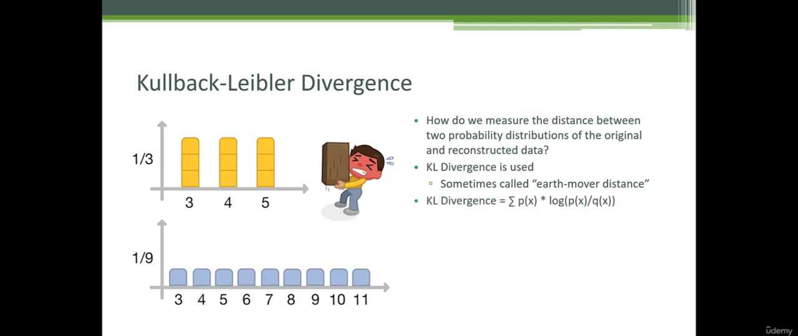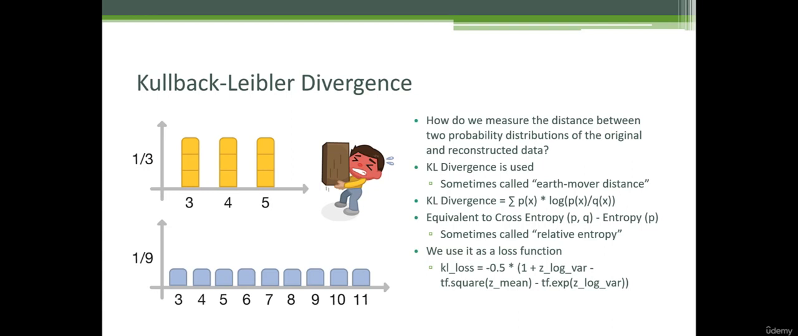Mathematically, it looks like this: the sum of p of x times the log of p of x over q of x, which is equivalent mathematically to the cross entropy of p and q minus the entropy of p. So we sometimes also call this relative entropy. And as you might recall, entropy is a really common loss function. So it means we can use this as a loss function while we're training our variational autoencoder.